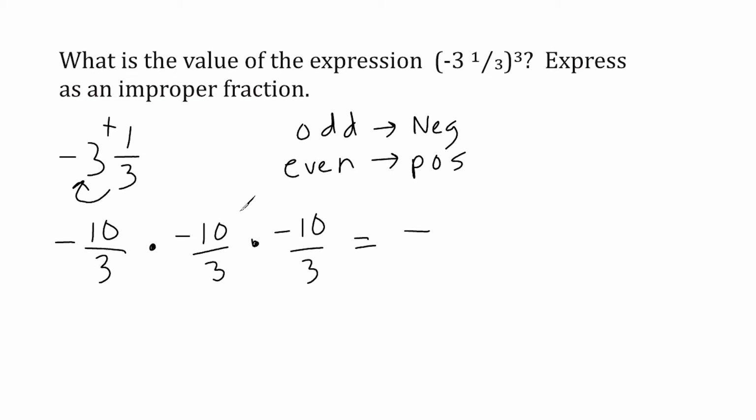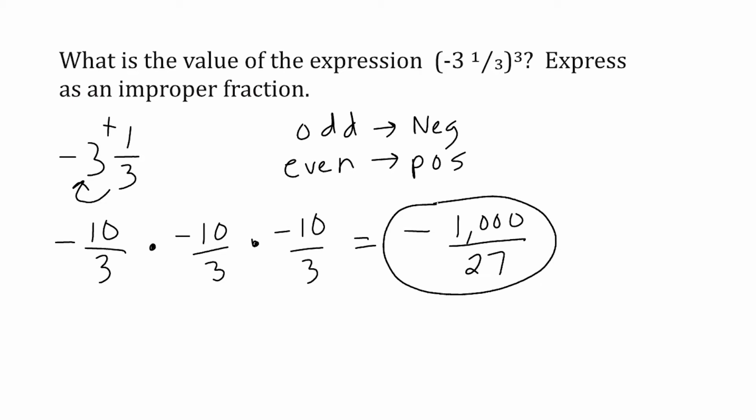So let's multiply our numerators here. We have 10 times 10 times 10, which is 1,000. And for the denominator, we have 3 times 3, which is 9, and 9 times 3 is 27. So our answer is negative 1,000 over 27. All right, let's go ahead and do another example.